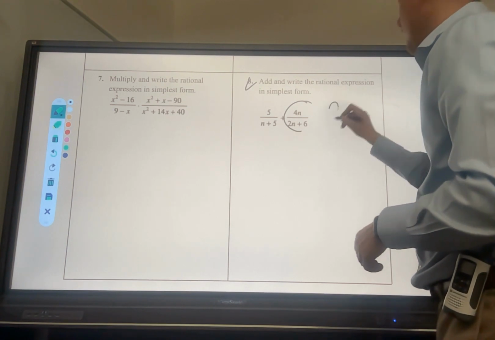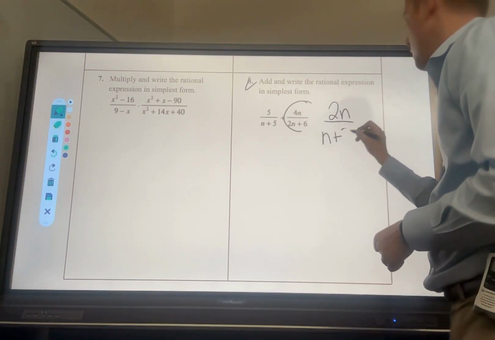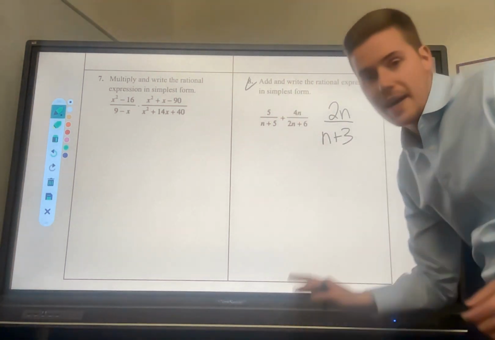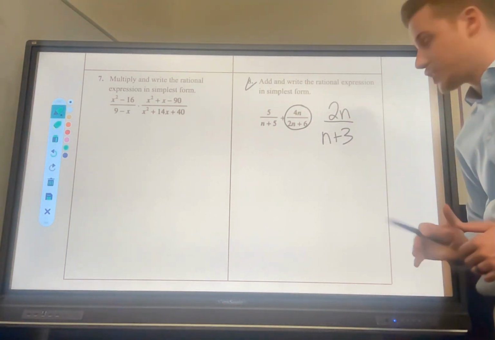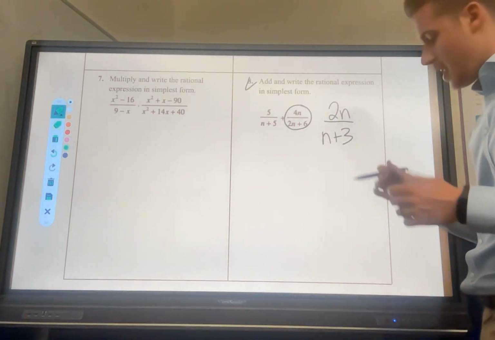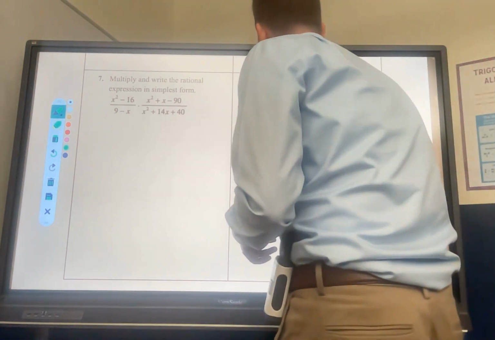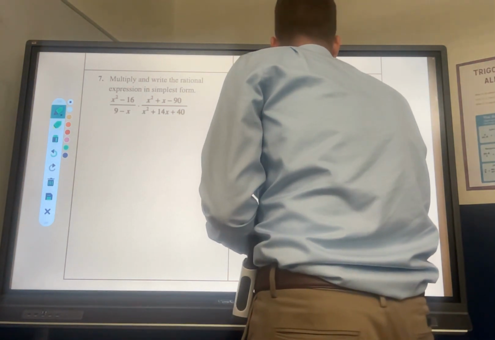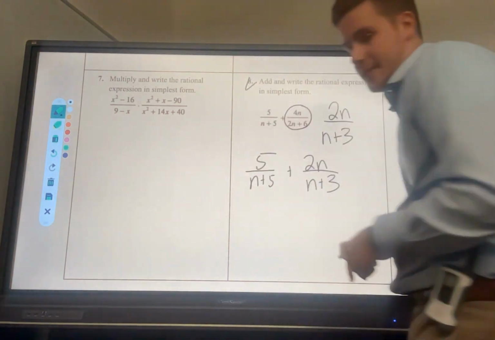So I'm left with 2n over n plus 3. All right, so that's my simplified piece of this fraction right here. Great. So now we can rewrite the question that we're being asked: 5 over n plus 5 plus 2n over n plus 3.